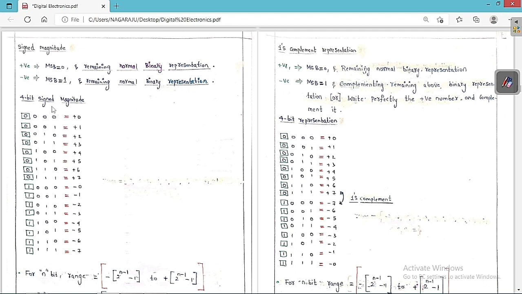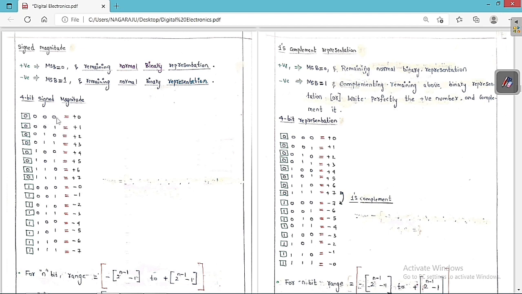Suppose we take 4-bit sign magnitude. For 4 bits, we can cover from 0000 to 1111, so we get this sequence. This is the MSB bit. If the MSB is equal to 0, it is a positive number. If the MSB is equal to 1, it is a negative number.